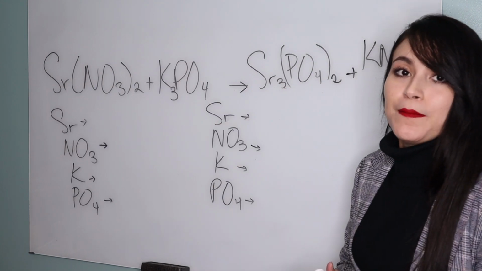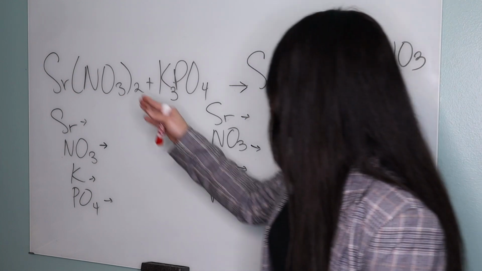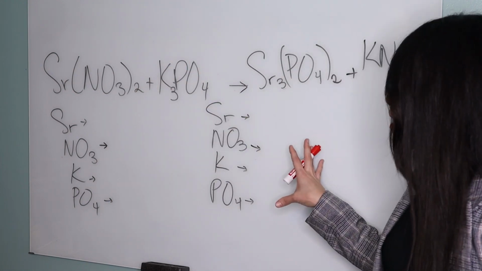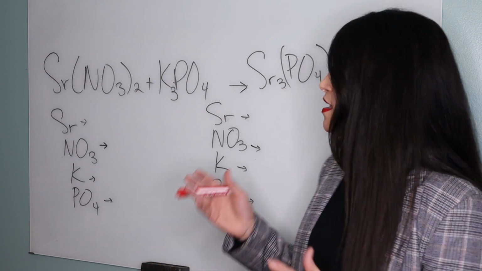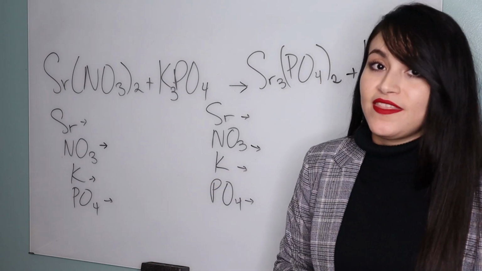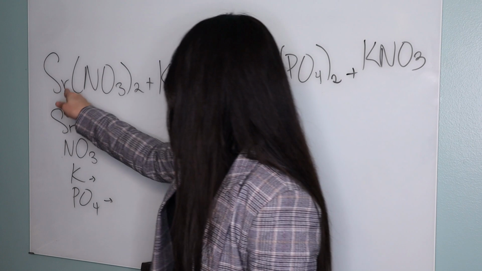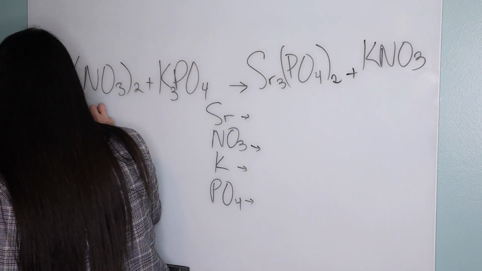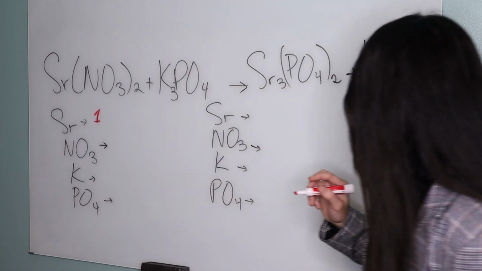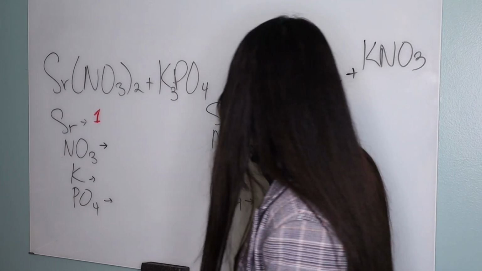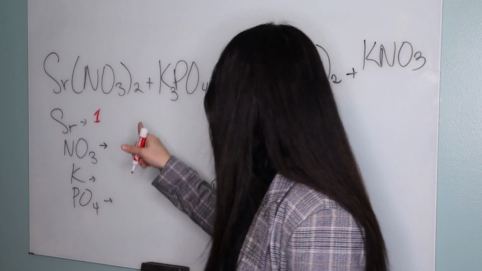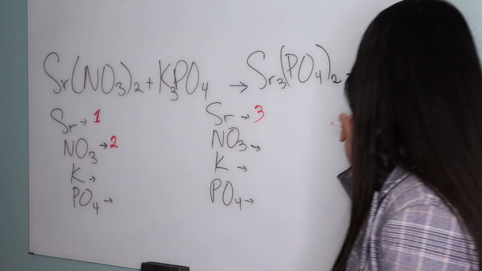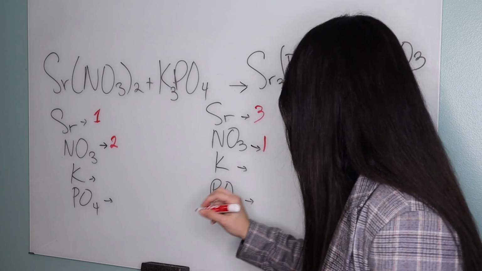Now we're going to go ahead and balance it. So the very first thing that I did was to write each of the ions out of both of the reactants and the products, so that it's easier for me to keep track. So then I'm going to figure out how many there are of each. So on the reactant side, we only have 1 strontium. And on the product side, we have 3. Nitrate. On the reactant side, we have 2. And on the product side, we have 1.